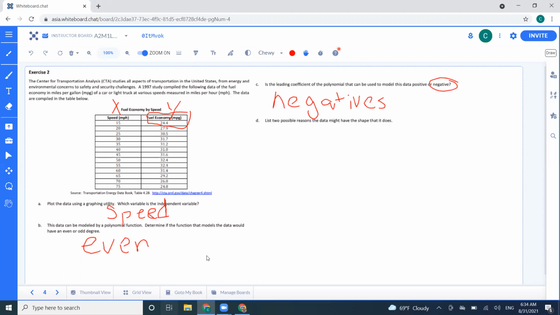There's two possible reasons the data might have the shape that it does. Well, fuel economy depends on speed. If you're going 5 miles an hour, you're not going to get very good fuel economy. As also, if you're going 100 miles an hour, you're not going to be getting very good fuel economy. Certain cars are really made to have the precise speed to get you the best fuel economy. And we would say this one would be between 50 and 55, right? So that's the answer. It improves up to a certain speed and then it drops off.